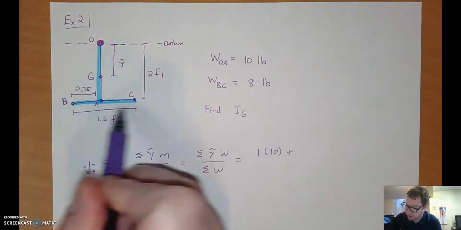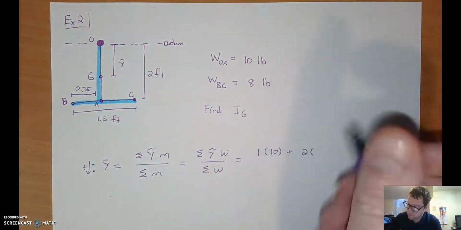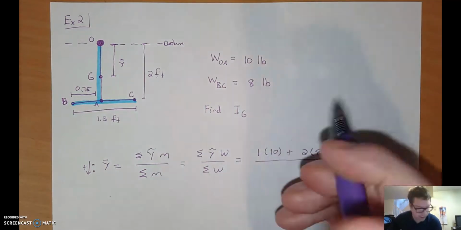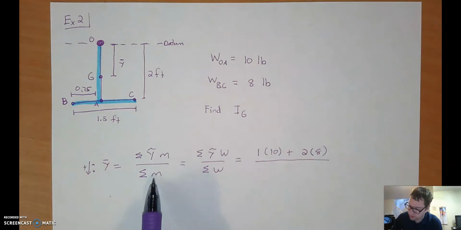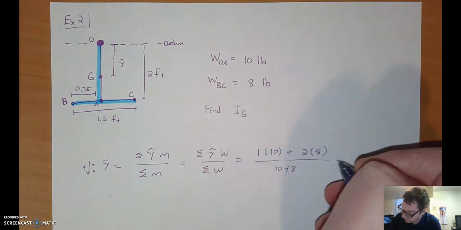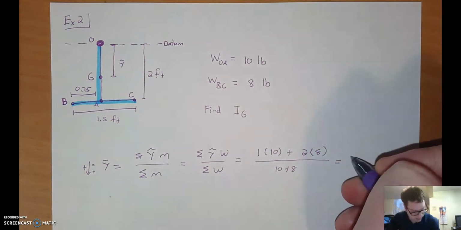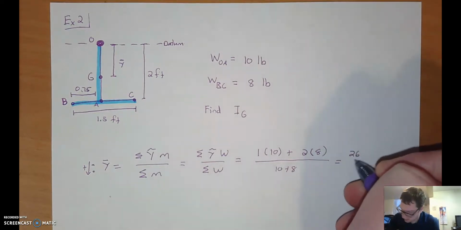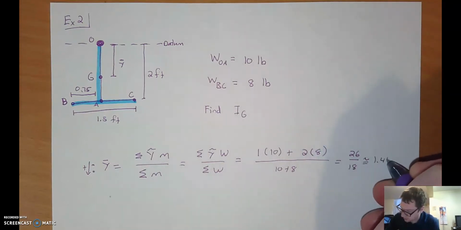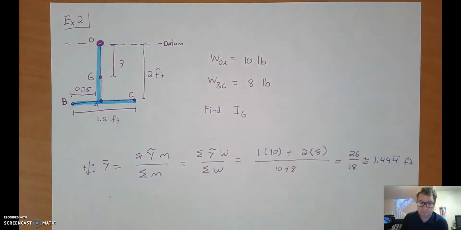Bar BC is all the way here at the bottom. Its center is here at A. And that center is 2 feet from the datum, and it has a weight of 8 pounds. The total weight is 10 plus 8. And when you solve this, you should get 26 over 18, which is approximately 1.444 repeating feet. So that's where y bar is located.